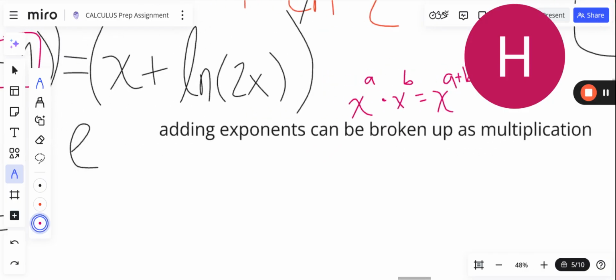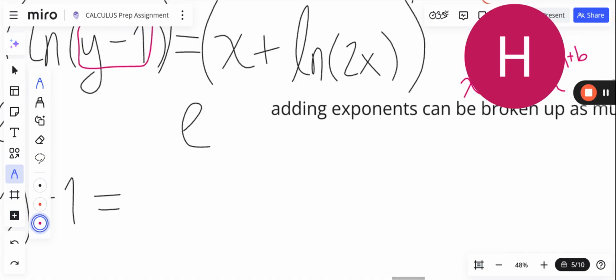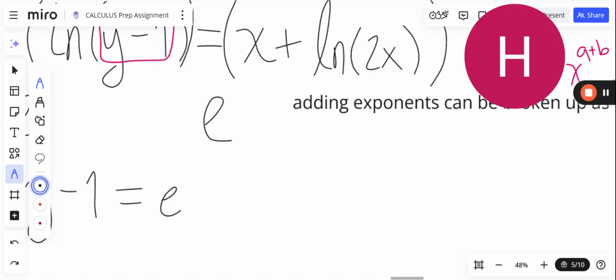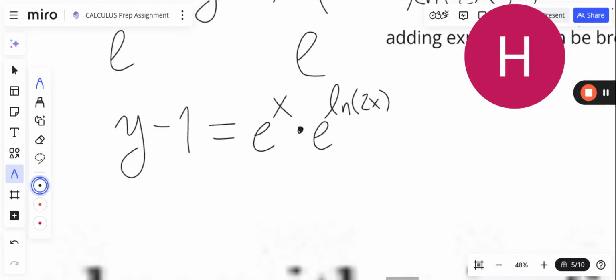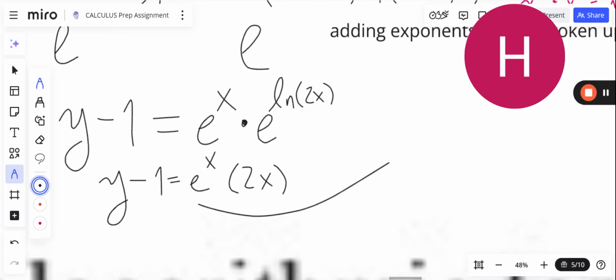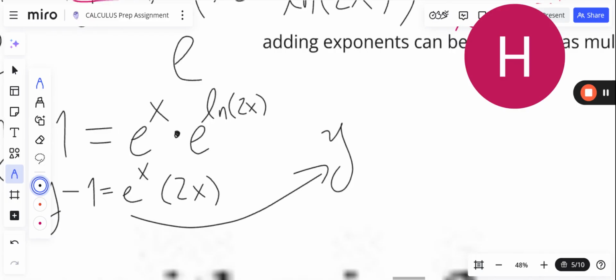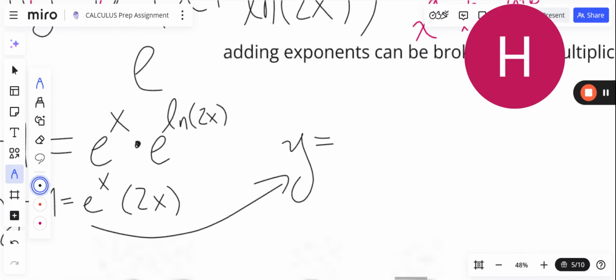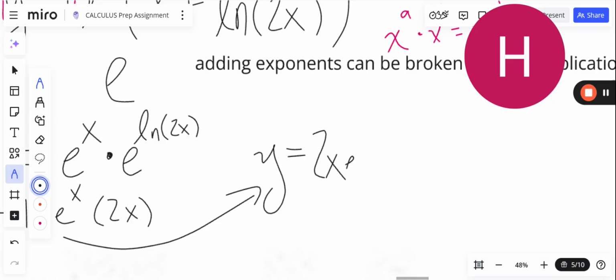Okay? So therefore, I can break up this expression as e to the x times e to the ln 2x. And that's the part which will simplify very nicely. We have y minus 1 equals e to the x times 2x. And therefore, we can solve for y by simply adding 1 to both sides. So y equals 2x e to the x plus 1.